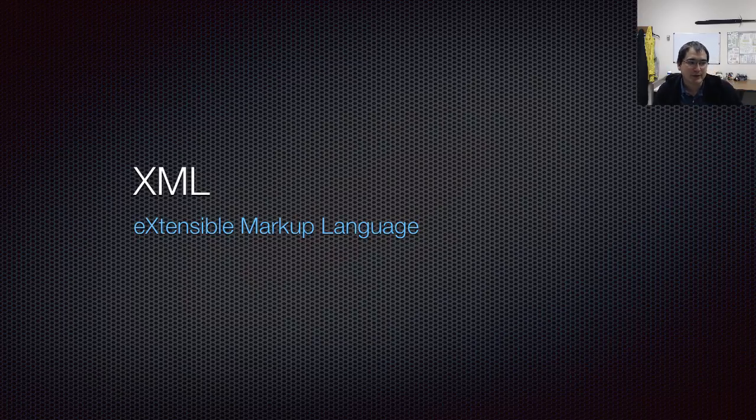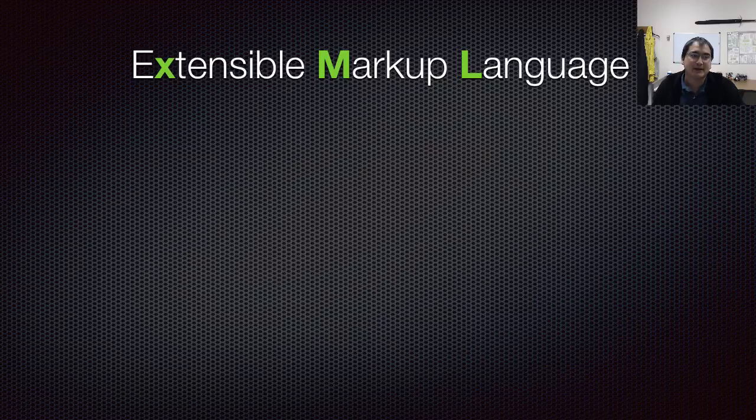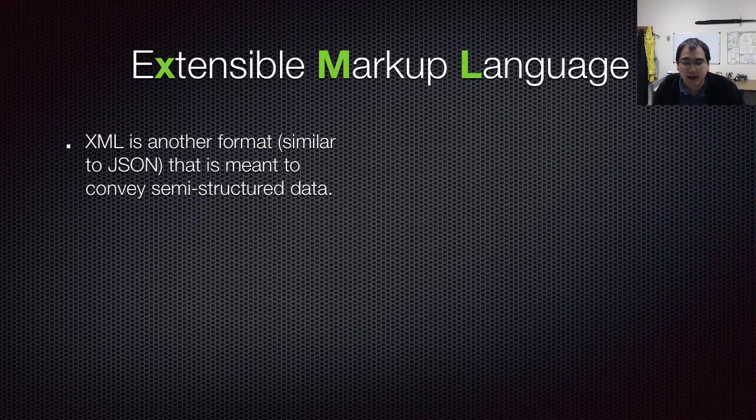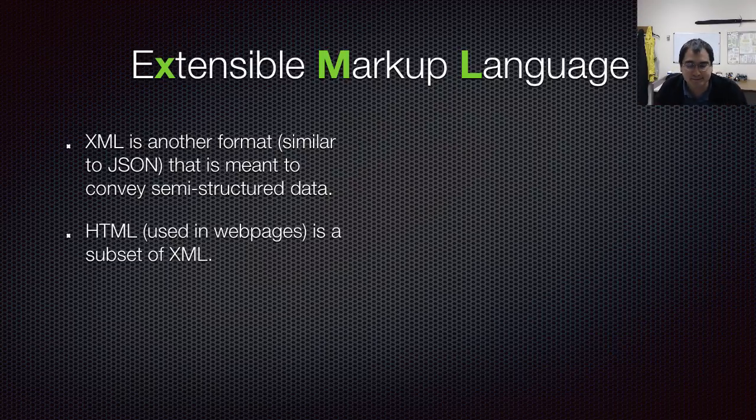The last video of this week concerns XML, which is once again another file format. XML stands for Extensible Markup Language. I guess it really should be EML, but X is so much cooler. It's another format similar to JSON that's meant to convey semi-structured data. It allows for nesting of data, which makes it a lot more flexible than CSV, but in many ways harder to write programs for that use it directly.